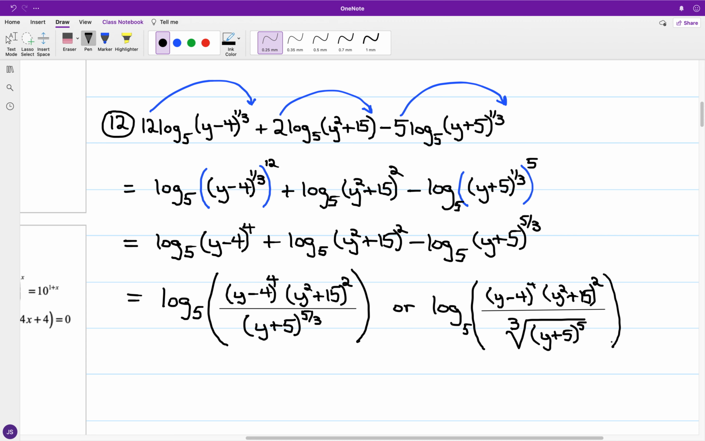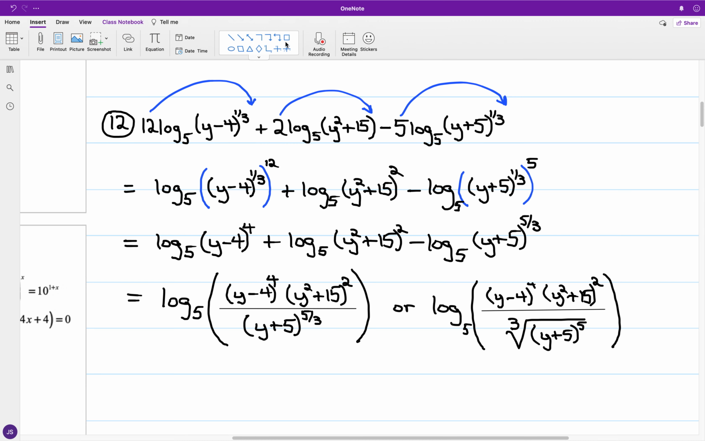And if there were any other way, it would be to multiply everything in the numerator, like y minus 4 to the 4th, y squared plus 15 squared, but I would not recommend that. Just leaving it in factored form will suffice.